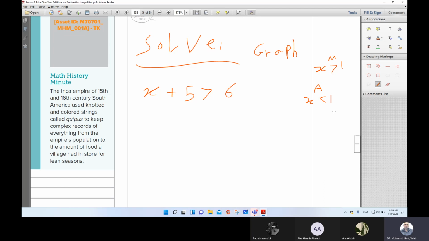x less than 1, the same answer as Alia. So Shamsa said the same answer as Alia. And Mohra said the same answer as Moza. And Noura Dafir said the same answer as Moza. Who else?